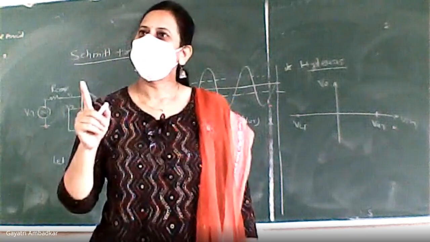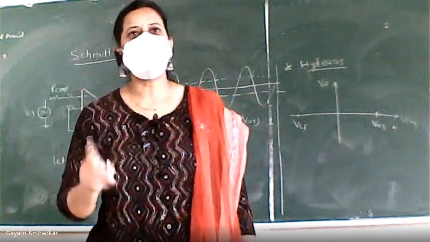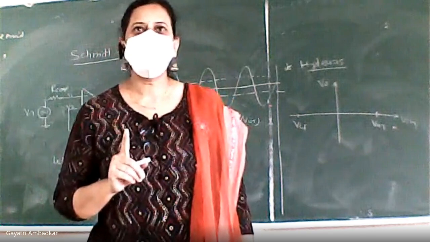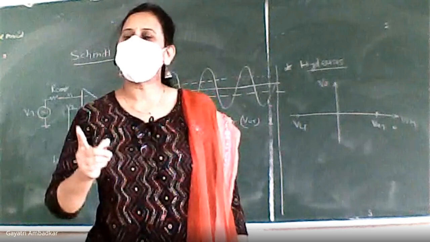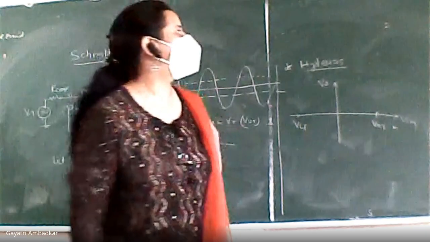Only one is positive, another is negative. But their magnitudes are same. We can change the magnitude, but we will call that circuit an asymmetrical one.